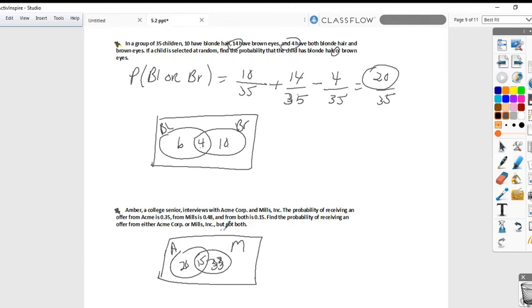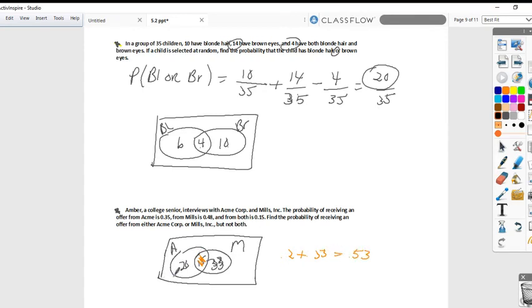And then I want receiving an offer of Acme or Mills, but not both. So that means I don't want this middle part here. So I want 0.2 plus 0.33. So the answer is 0.53.